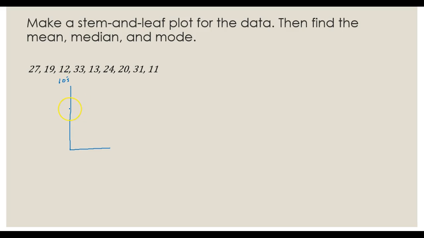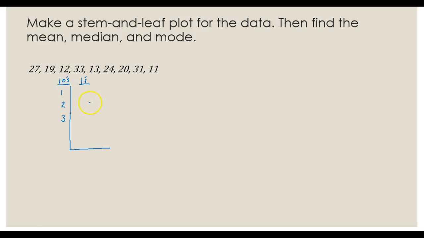So we have 27, 19, 12, 33, 13, 24, 20, 13, 31, 11. Okay, so we have a 10s, a 20s, and a 30s. And so I'm not going to write 10, 20, and 30. I'm just going to write 1, 2, and 3. That represents the tens place. And then I'm going to put in my numbers for the ones over here in the ones place, and we don't have to write these little labels at the top. I'm just showing you what's going on there.